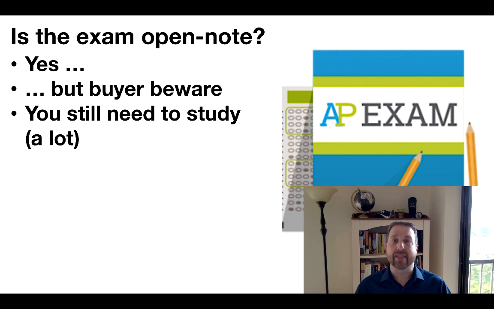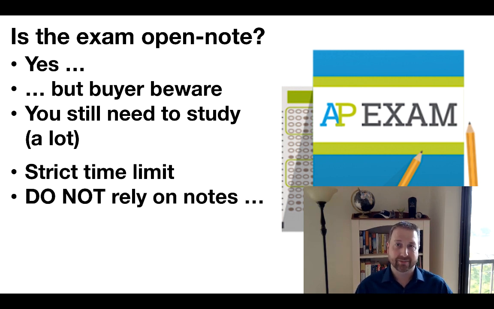Do not forget there is a strict time limit. From start to finish, you have 45 minutes. So do not rely on notes, your textbook, or the internet. You simply just do not have enough time. And also, the question will be designed specifically, so you can't just find the answer in a textbook or online.